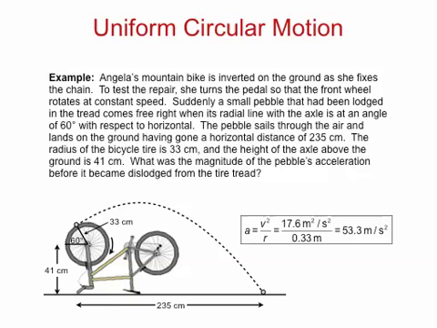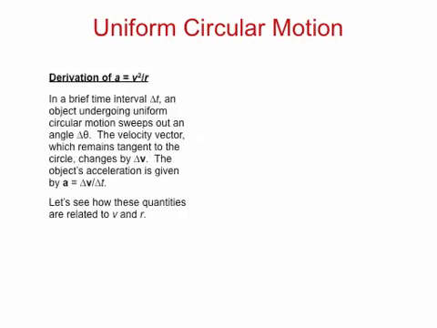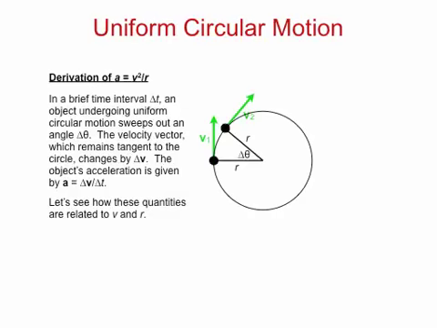We're done with the example problem, but earlier I promised that I'd derive the equation a equals v squared over r for the magnitude of the acceleration of uniform circular motion. Let's consider a very brief time interval delta t for an object in uniform circular motion. In that time, the object sweeps out a small angle delta theta. In the figure, I've exaggerated the size of the angle just for the sake of readability. In reality, we should imagine the object sweeping out a very tiny angle in a very tiny time interval.